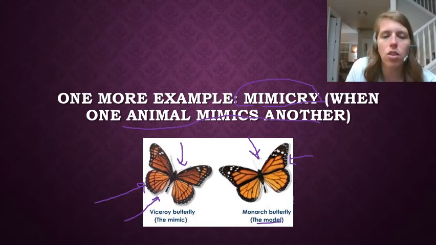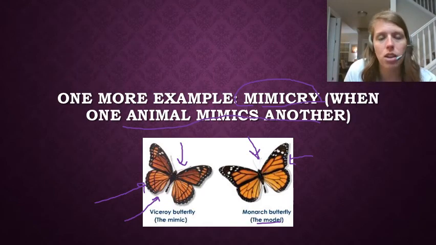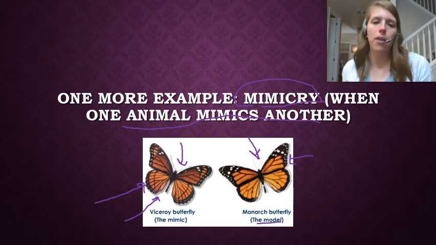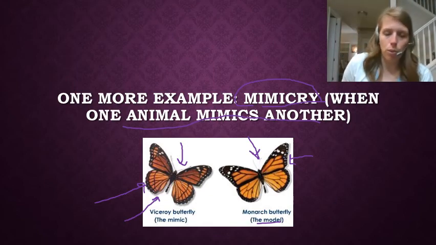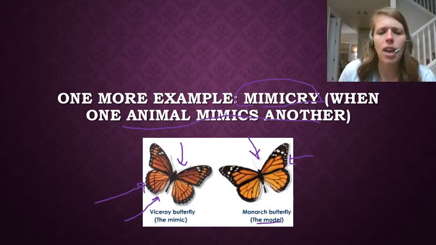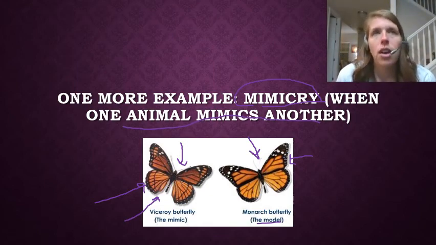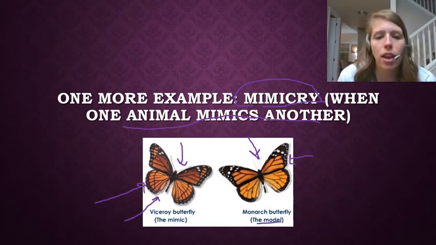And all of a sudden, those were the ones that had an advantage because birds would pick up on that coloring and not eat them. So those were the ones to survive and reproduce. So once again, this is natural selection because nature has selected the species to survive and reproduce.